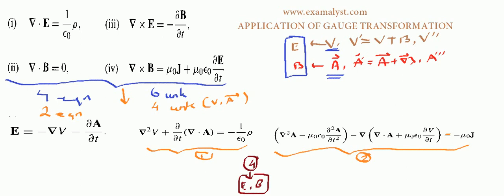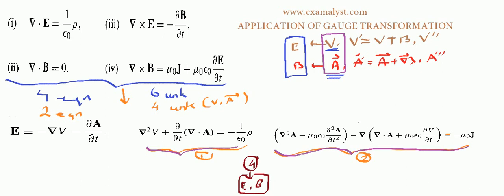But then we face one more problem. These two equations are themselves very complicated. So the question is, how can we make these two equations simpler? Gauge transformation comes to our rescue. Gauge transformation says you can choose any V and any A, and even if you put them in this equation, nothing is going to happen because your E and B field are not going to change.